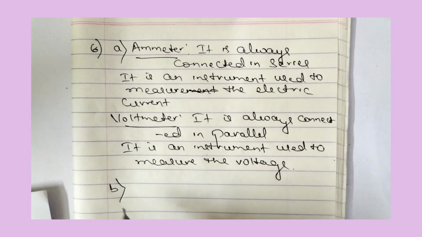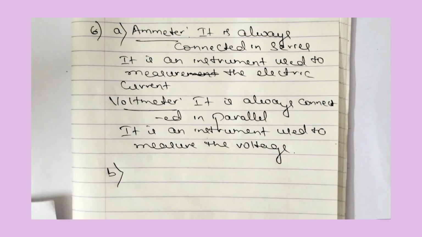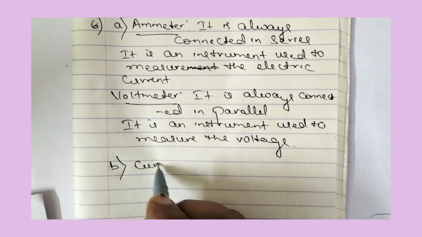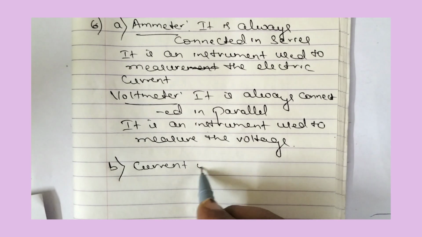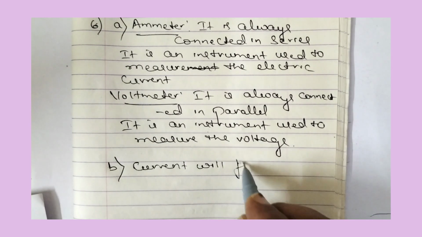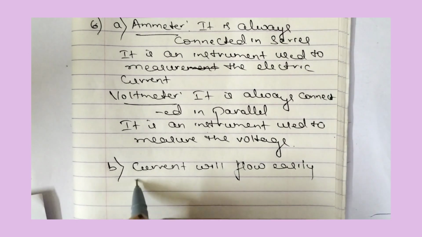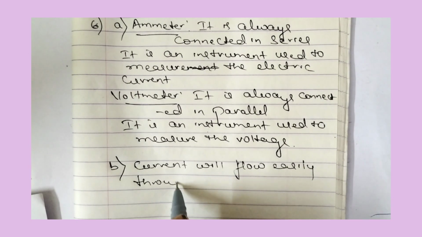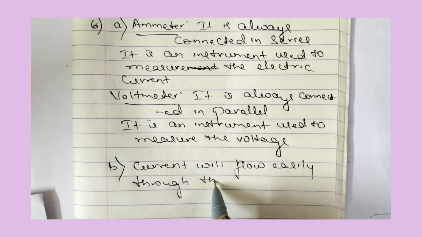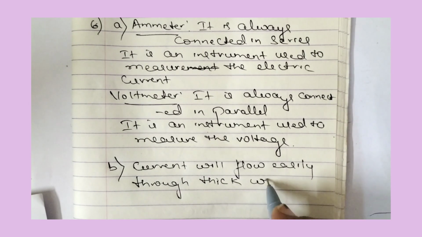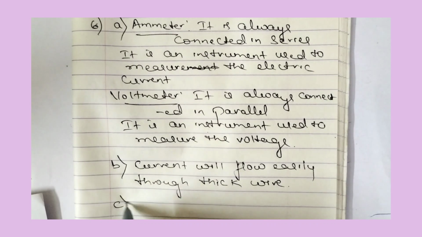This is the A question. Then the B question is, will current flow more easily through a thick or thin wire of the same material? So current will flow easily through the thick wire. It flows easily through the thick wire.